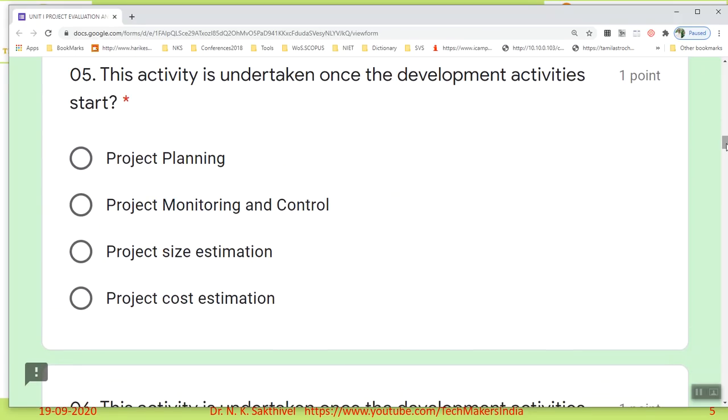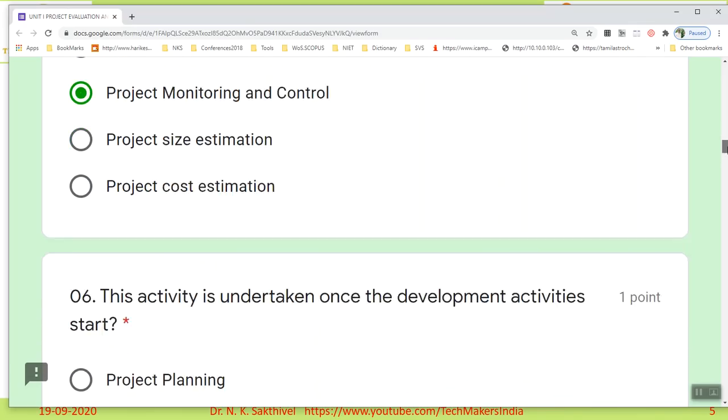Fifth question. This activity is undertaken once the development activity has started. Which activity? Once development has started, immediately a particular activity wants to start. Project planning, or project monitoring and control. Obviously project monitoring and control, because this activity is taken whenever the development has started. That's the reason the second is the correct answer.